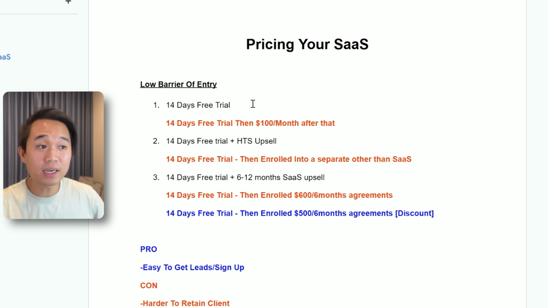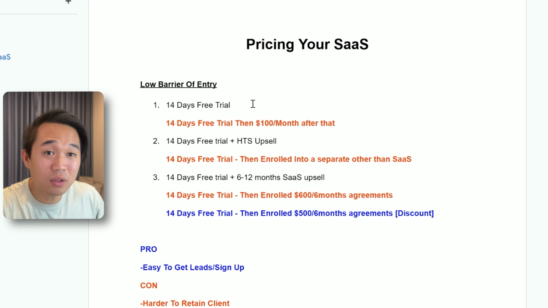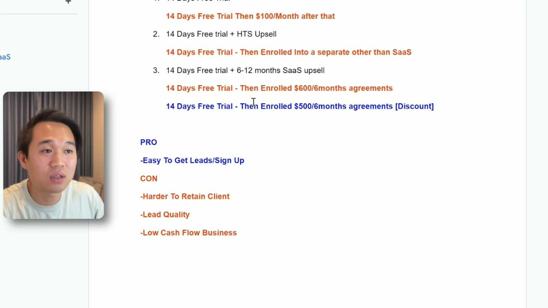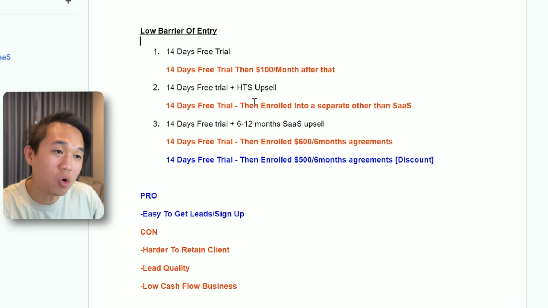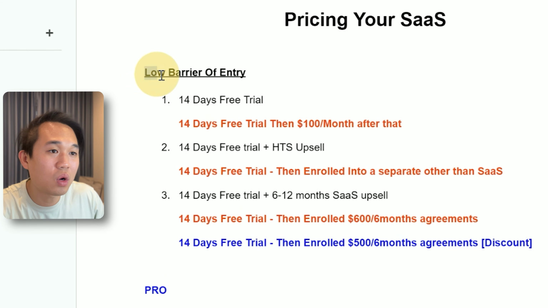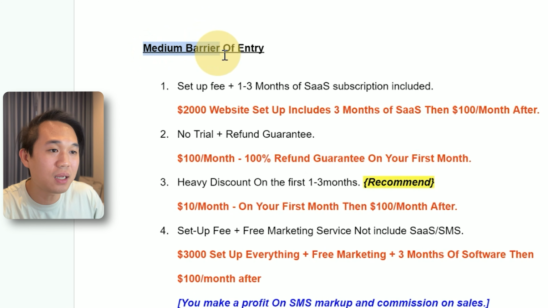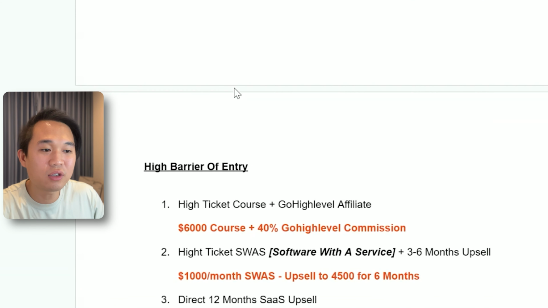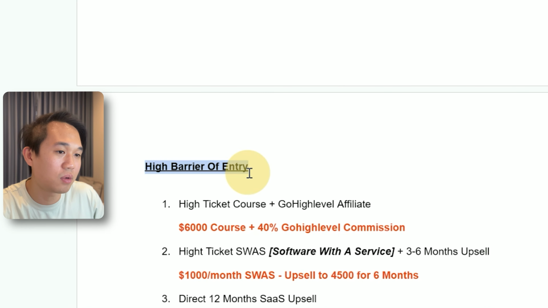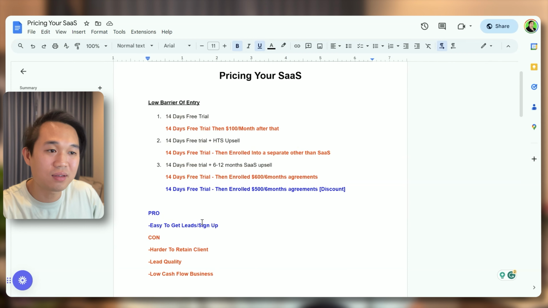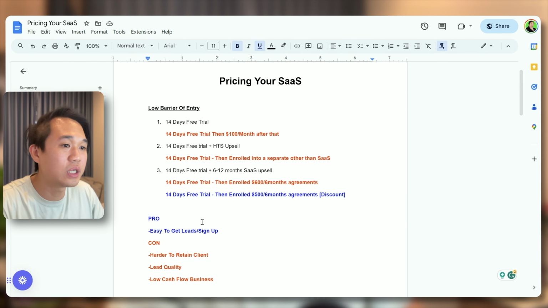So we have created this simple worksheet that you and your team can take away and understand which one is going to be the best pricing model for your agency right now. We broke it down to 3 tiers. Number 1 is what we call the low barrier of entry. And number 2, we're going to call it the medium barrier of entry. And number 3, you guessed it, is the high barrier of entry, right? I'm going to explain each of them one by one and give you the example and show you the pro and con between each model.